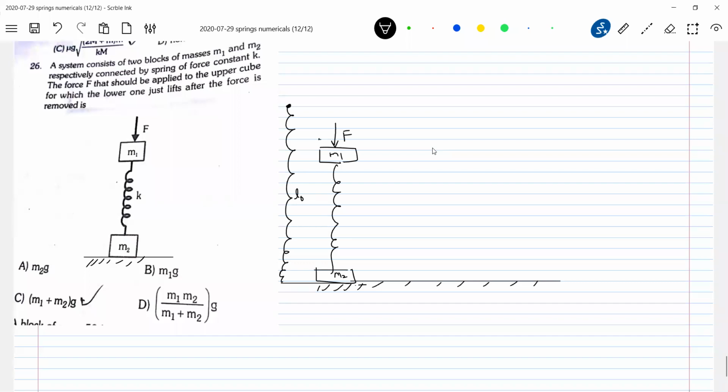Okay, what is the state of the spring? Compressed or elongated? It is being compressed, no? So spring force, how much will act here? Kx1, the weight m1g. Then spring force here, kx2, oh sorry, kx1. Then weight m2g. Then the normal reaction. Now, what is the state of the blocks? They are at rest.